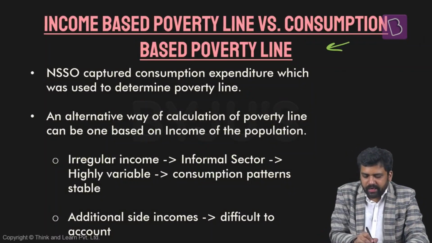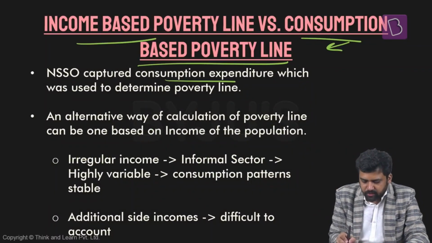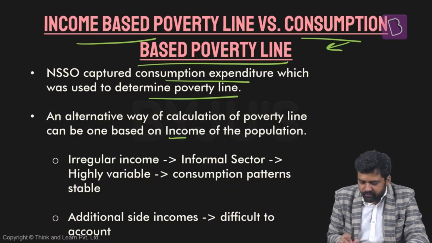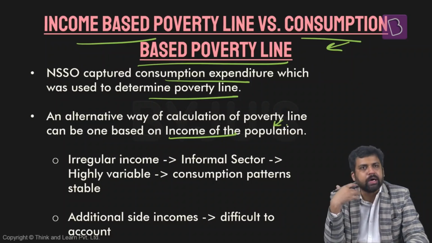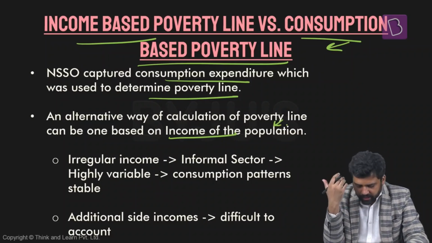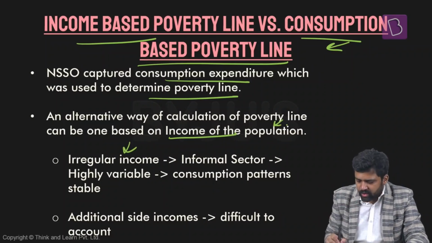So this is what I was talking about: income-based poverty line and consumption-based poverty line. In case of India, NSSO captures consumption expenditure, which is used to determine poverty line. As I mentioned, there can be an alternative way where you try to find out the income of the population. But in case of India, since a lot of people have seasonal employment, the incomes are kind of irregular, and consumption patterns are more stable. We prefer the consumption-based poverty line.